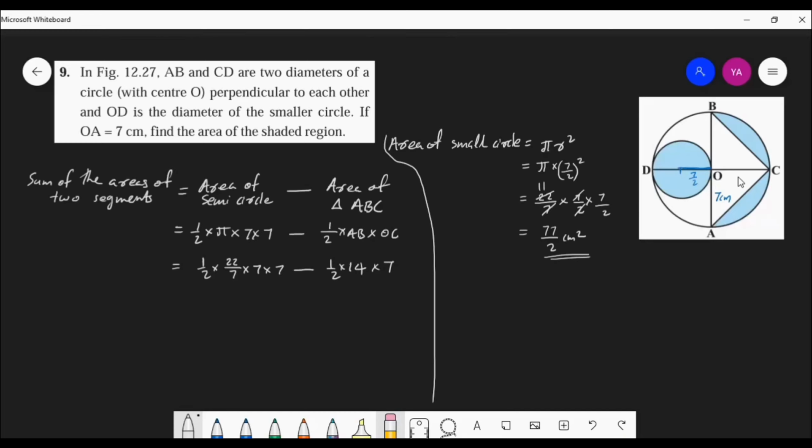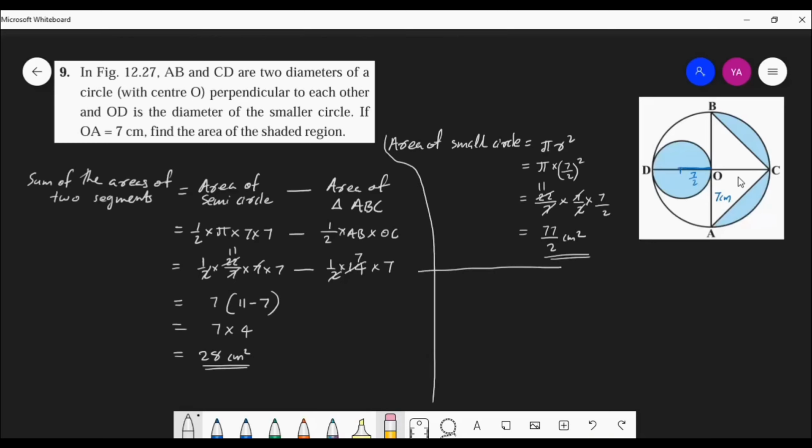Now we can cancel some of the numbers: 7 and 7 from numerator and denominator, and 2 in 22 11 times, and on the right side 2 in 14 7 times. So what remains? 11 into 7 in the first term and 7 into 7 in the second term. I think better before multiplying we can take 7 common outside the bracket. So we'll get 7 into 11 minus 7. So 11 minus 7 will be 4. So 7 times 4 is 28. So 28 centimeter square. That will be the sum of the areas of these two segments.